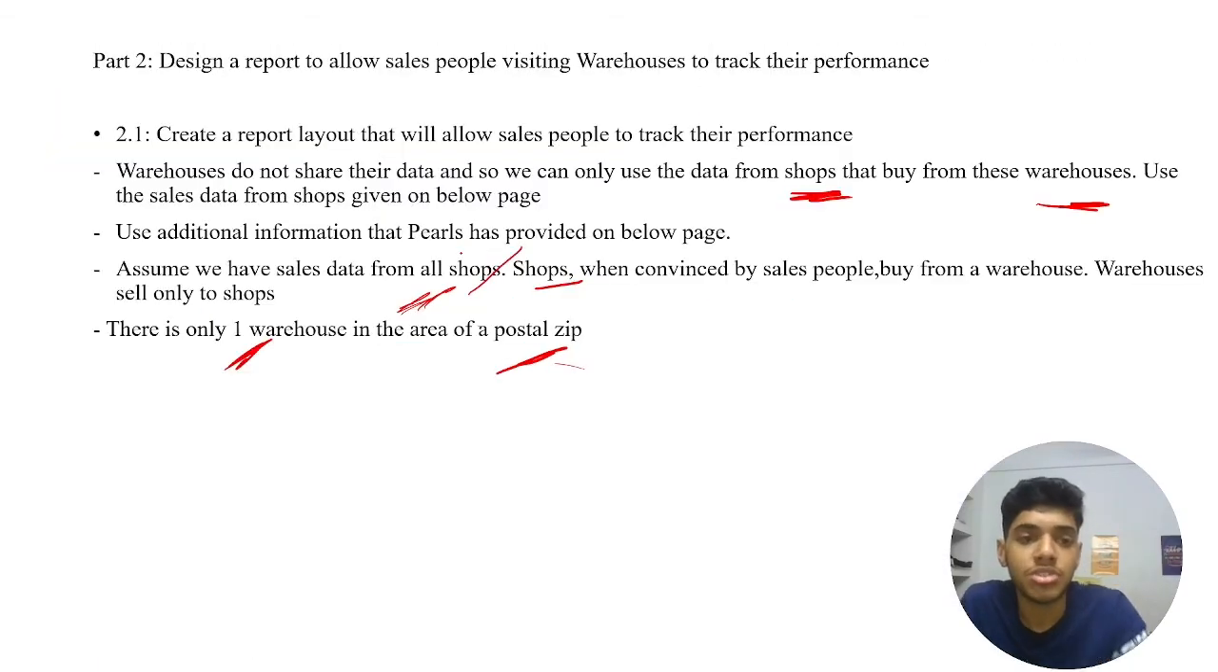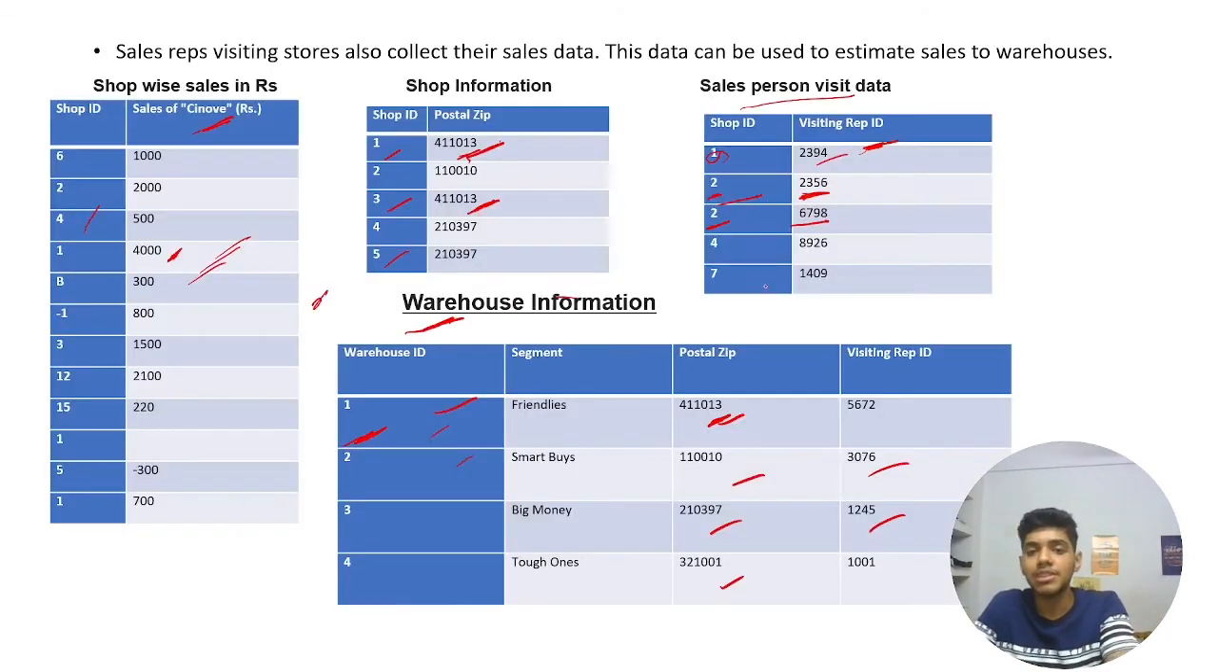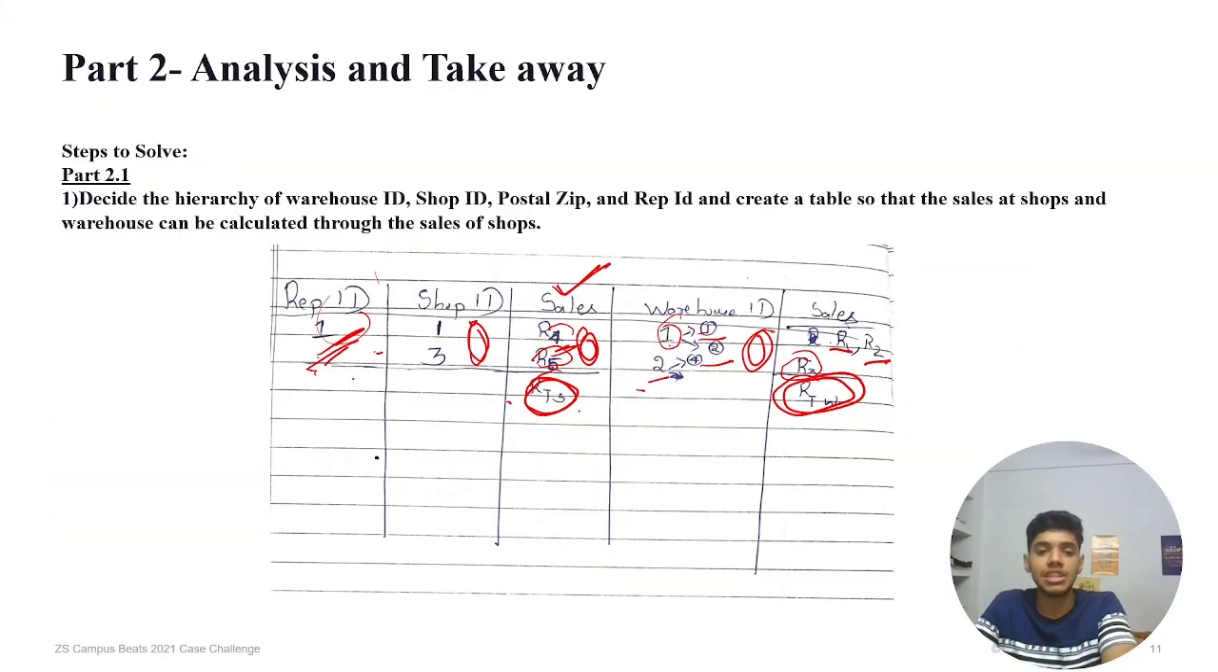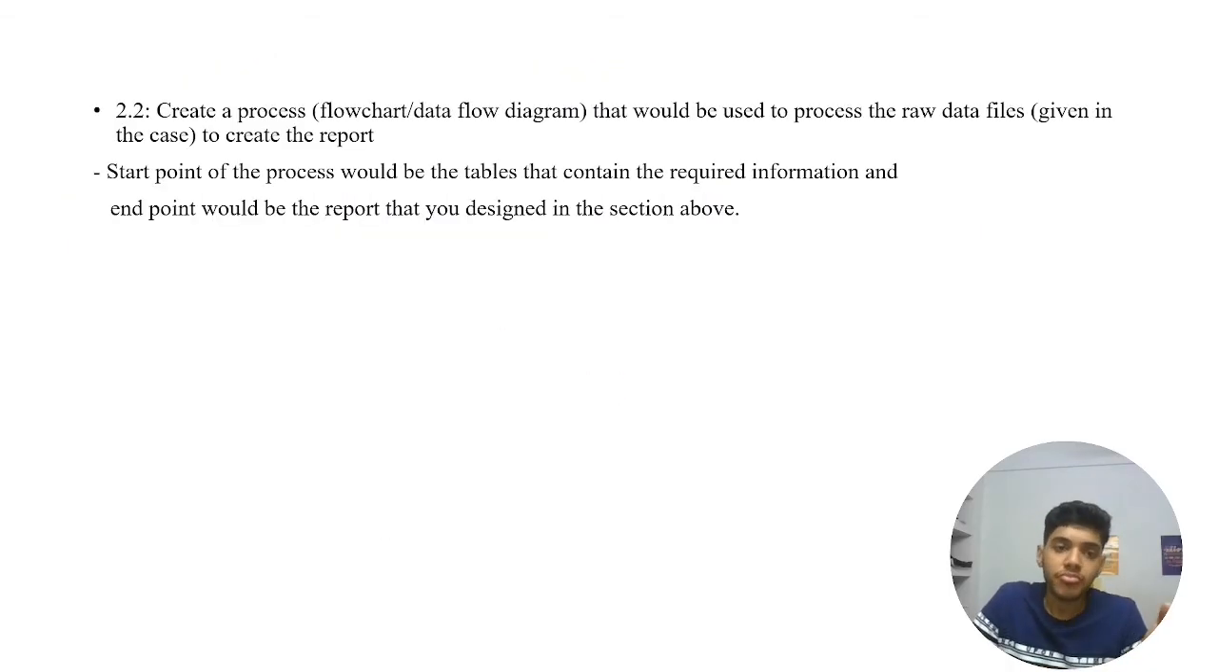So this was the question: we have to create a report layout that would allow salespeople to track their performance. By this, we can see how much sales each representative ID has gathered using the shops' sales and the warehouse IDs' sales. So let's move on to 2.2. Here they wanted us to create a flow chart that would be used to process the files to create the report. We have created the report.